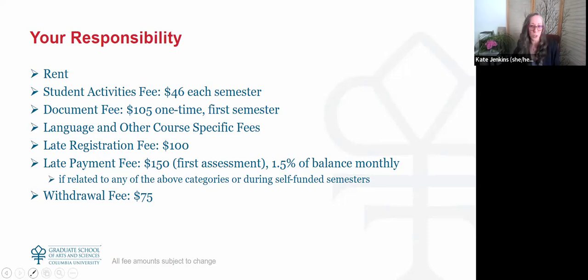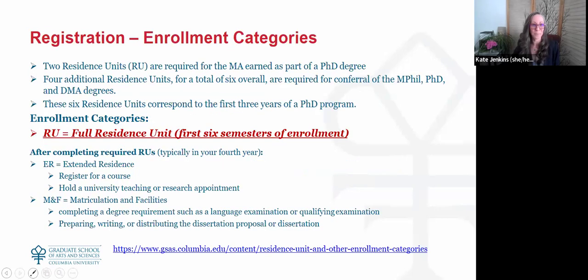Don't ignore the Student Financial Services statements, because even though you're fully funded, if you're receiving that notification, make sure that there's nothing that you are still responsible for paying. And if you have a question about a fee on your account, again, your financial aid liaison is available to help you with that.